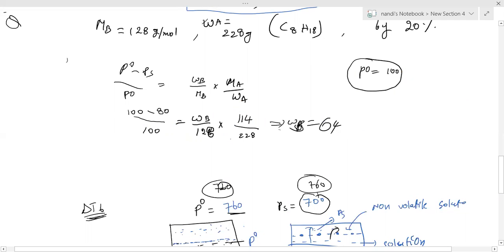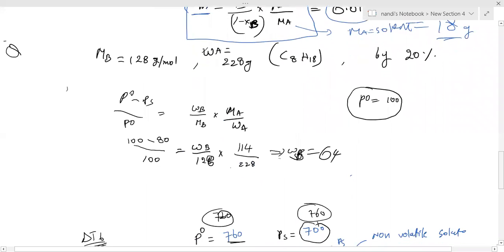You can see at the top of the screen, the formula I wrote for octane, C8H18. To lower the vapor pressure of octane by 20%.